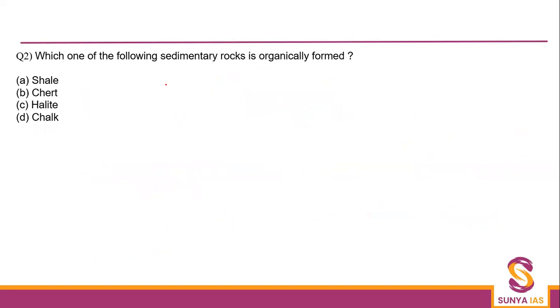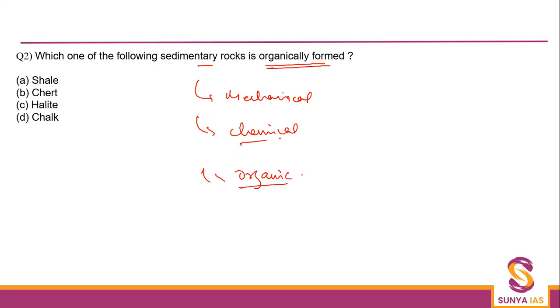The next question on your screens says: which one of the following sedimentary rocks is organically formed? Friends, it is asking about the sedimentary rock which is organically formed. What is a sedimentary rock? We have just seen: it is basically formed by the consolidation of materials derived from different sorts of weathering. Those are mechanical weathering, chemical weathering, and organic weathering. How these weathering types are different and what the forms are, we had all seen.